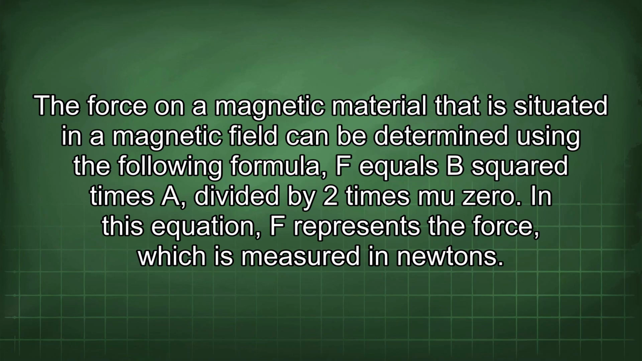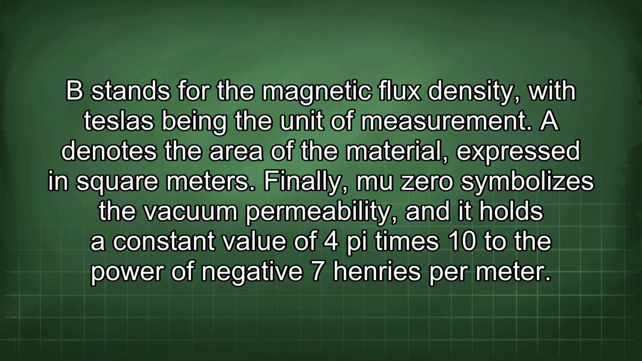The force on a magnetic material that is situated in a magnetic field can be determined using the following formula: F equals B squared times A divided by 2 times mu0. In this equation, F represents the force, which is measured in newtons. B stands for the magnetic flux density, with Teslas being the unit of measurement. A denotes the area of the material expressed in square meters.